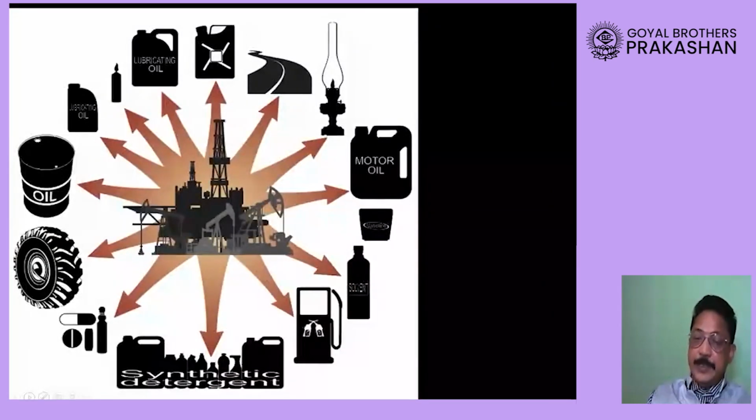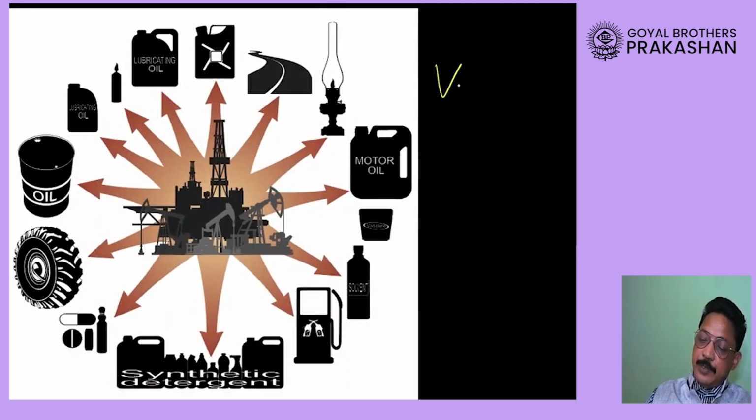Now you can see the uses of petroleum. As I said, we use the word versatile, which means it has use in multiple places. You can see an extremely large number of products are made from it. Therefore, it is versatile in nature.